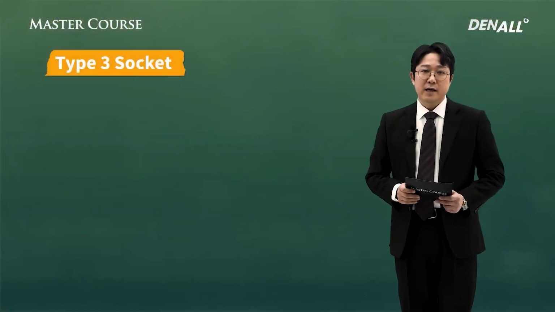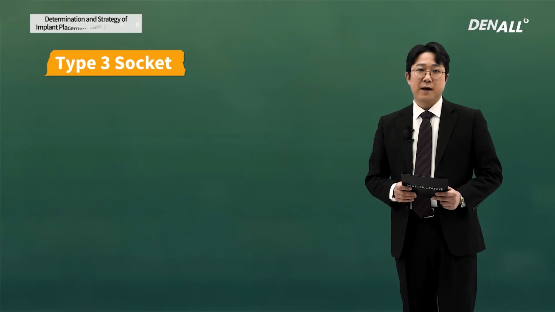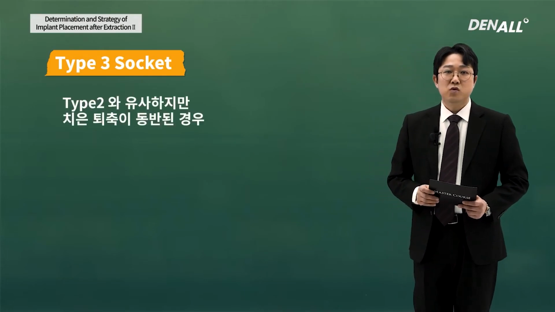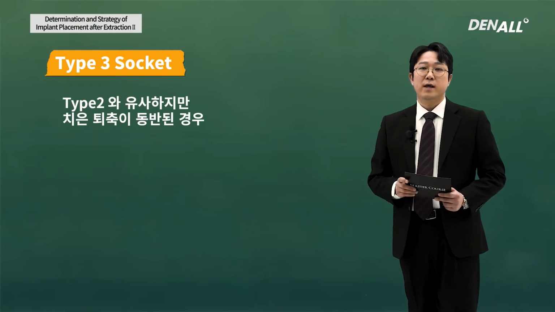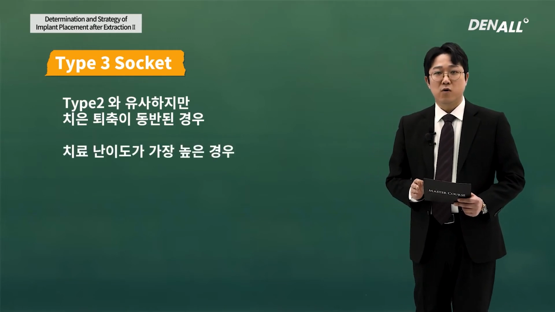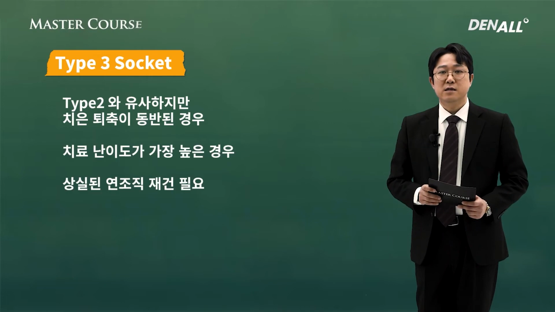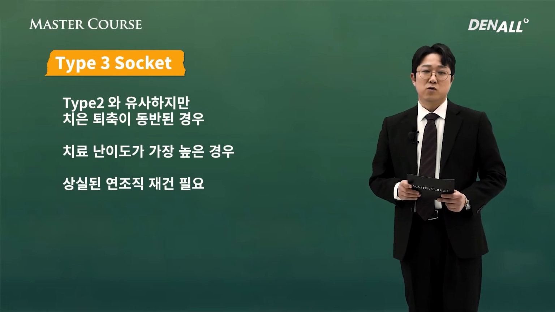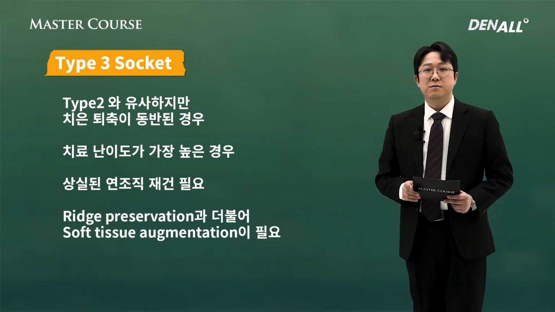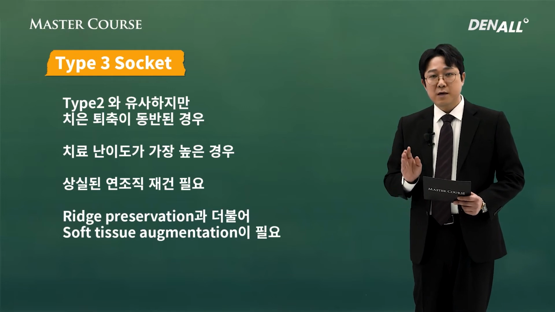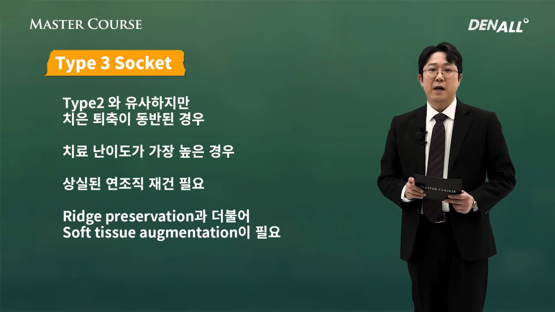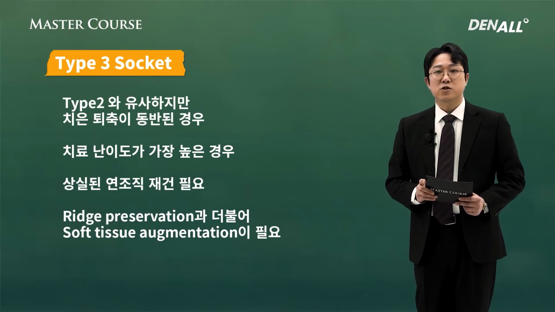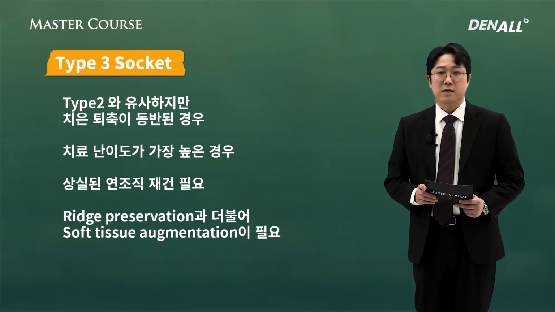Next, let's look at type 3 socket according to Allianz classification. It is similar to type 2 socket, however, it is the most difficult to treat and you need to restore the soft tissue lost. In the case of type 3, you can also consider immediate implantation, delayed placement, and socket preservation.